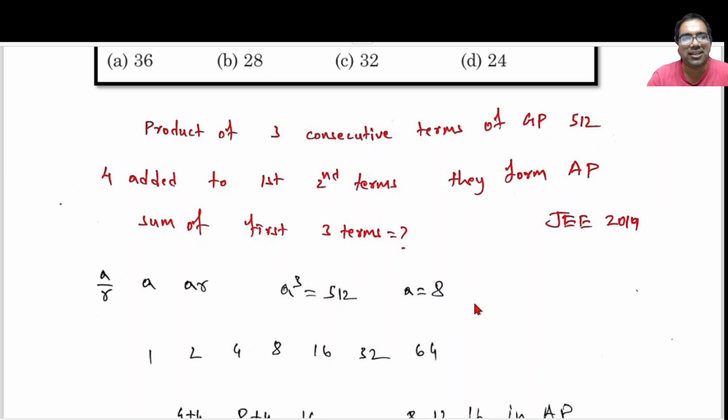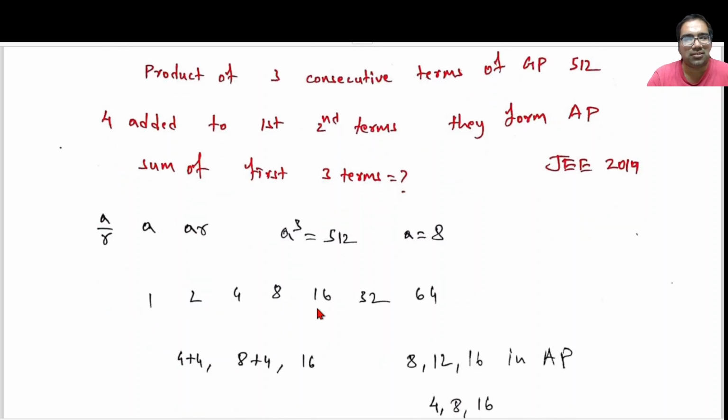So our intuition should say that if 8 is the middle one, then the first one and third one should be either 4 and 16, or 2 and 32, or 1 and 64, whichever way. a/r and ar should be one of these. There could be other cases also, but this intuition should give us an idea of these numbers first. For example, if we take 4, 8, 16, 4 into 16 is 64 and into 8 is 512. Then this problem is directly solved.